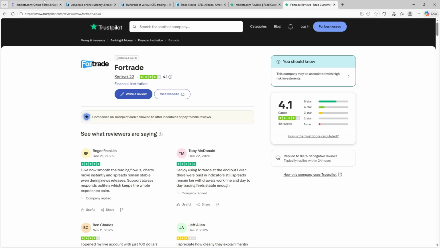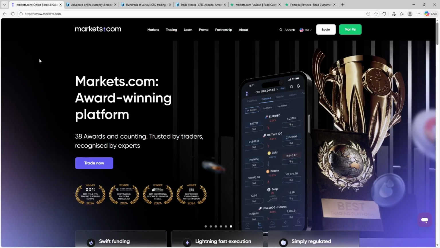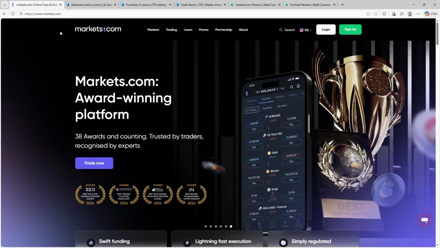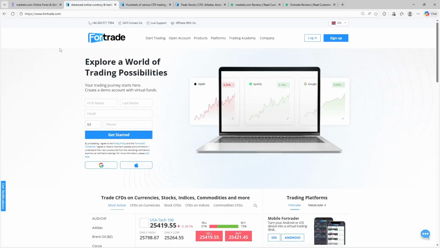Final takeaway: if your priority is an all-in-one trading experience with broad market access, integrated analysis tools, and a polished interface designed for convenience, Markets.com fits that role well. If your focus is structured pricing, stable execution, predictable spreads, and a platform built around discipline rather than promotions, Fortrade offers a more traditional trading environment. These platforms serve different trading mindsets. Choose Markets.com for accessibility and breadth. Choose Fortrade for consistency and clarity.